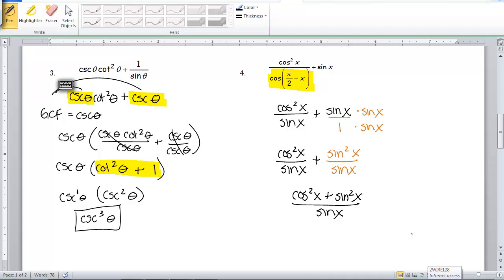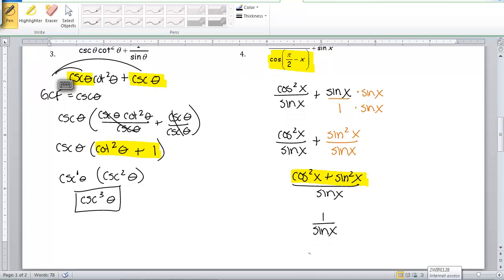Again, there's no cofunction or negative angles, but I actually do have a Pythagorean identity in the numerator. Cosine squared plus sine squared is the same thing as a value of 1. So I can replace my entire numerator with a value of 1, and then 1 over sine is the same thing as cosecant by the reciprocal identity. Again, I have one term, so I'm done.